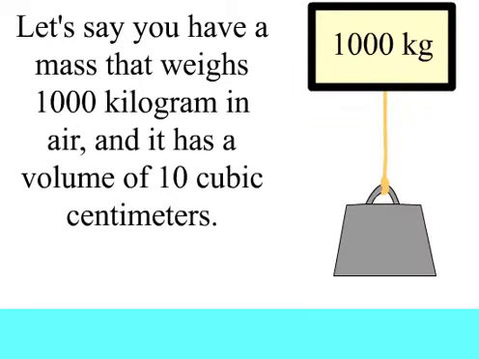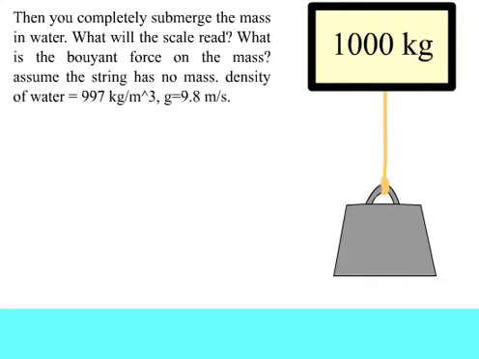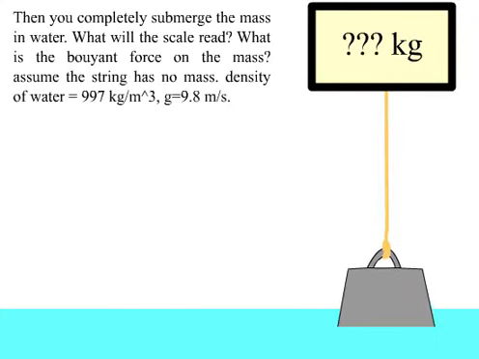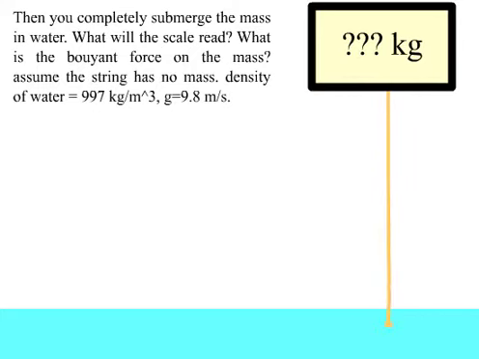Okay, so we're just going to do a quick problem. We're going to say we have a mass with a volume of 10 cubic centimeters, and it's hanging from a string that's connected to a scale that reads 1,000 kilograms while the mass is in air. And then we completely submerge the mass in water. What is the buoyant force on the mass when this happens? And also, what is the scale going to read? And to do this, we're going to assume that the string has no mass. The density of water is 997 kilograms per meter cubed, and that the acceleration of gravity is 9.8 meters per second.